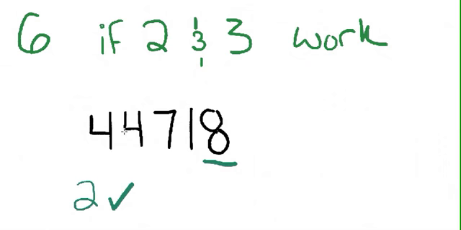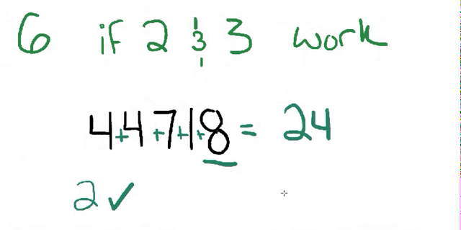But then we also have to check for the rule for 3, which, remember, we add up all the digits. 4 plus 4 is 8, plus 7 is 15, plus 1 is 16, plus 8 is 24. 3 does go into 24, so 2 works, 3 works, that means 6 will also work. 44,718 is divisible by 6.